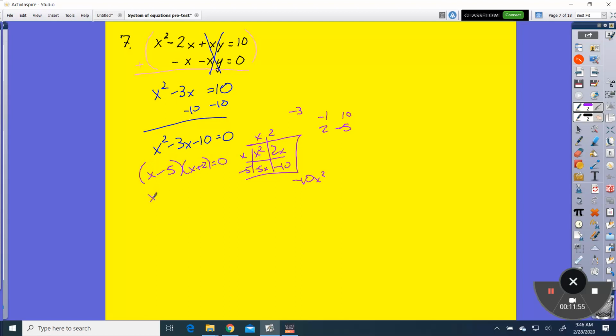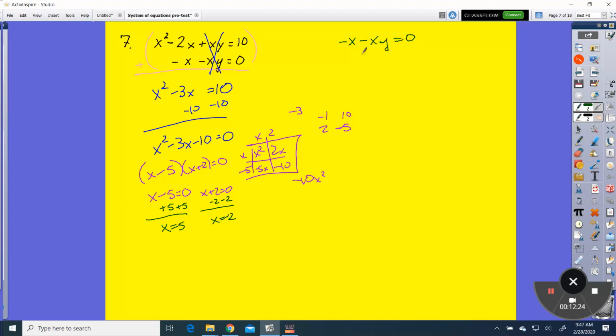And then we're going to put each factor equal to 0. So remember, once we get them factored, we put each factor equal to 0. Now I just solve each one of those. So I add the 5 over, so x equals 5. Then I minus the 2 over, x equals negative 2. So now I've got to plug that back in for x. And I'm going to plug it into the bottom one. I could plug it in the top, but the bottom one looks smaller. So that's why I'm going to plug it into that one.